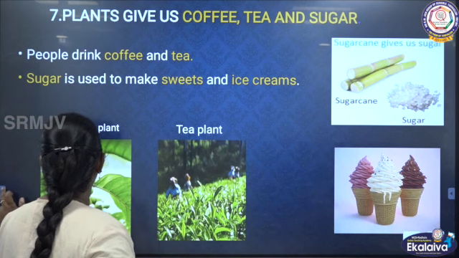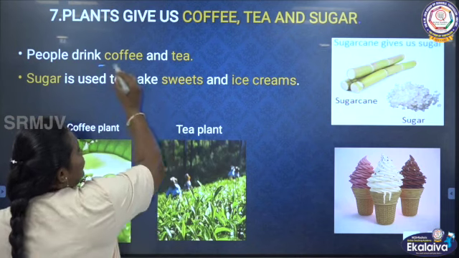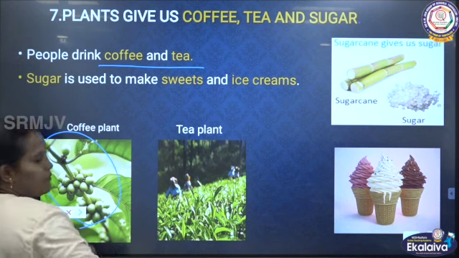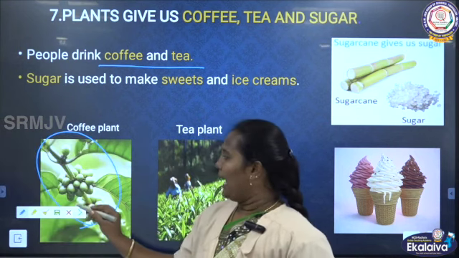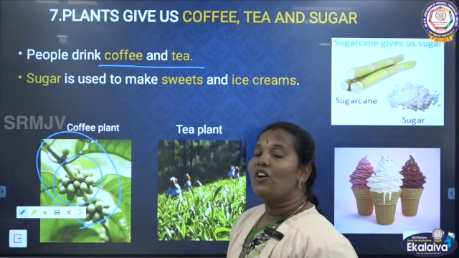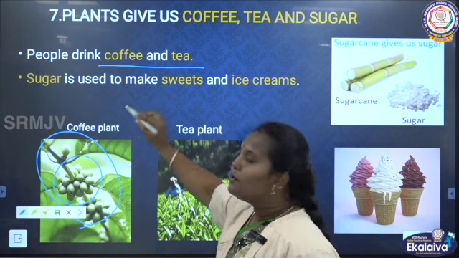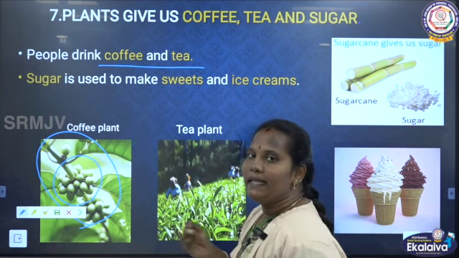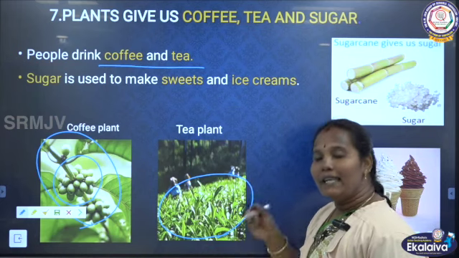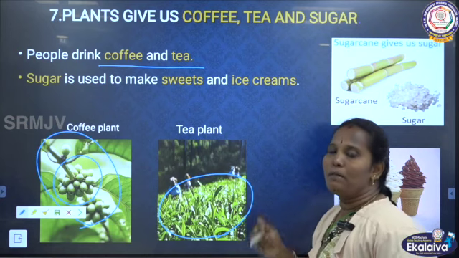Then we can get beverages. What are the beverages? Coffee, tea and things like these that we drink in the morning. Actually, coffee is a plant. The coffee plant bears seeds, and the seeds are collected and dried. After that they are made into powder. This coffee powder is used to make coffee at your home. Then tea. Tea is actually a leaf part of the plant. These leaves are collected and made into powder. This tea dust is what we use to prepare tea at our home.